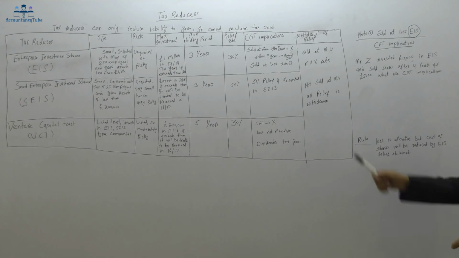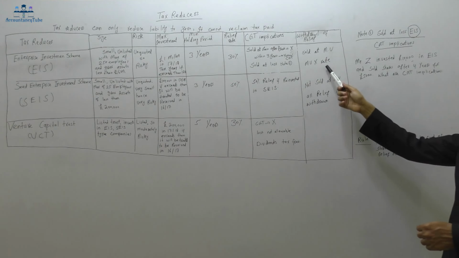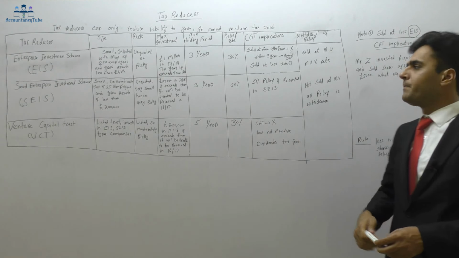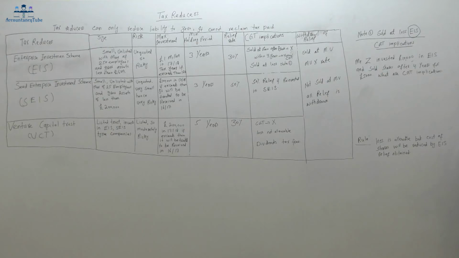How will it withdraw? It depends. If you have sold it at market value, then we will take the market value multiplied by the rate. What is the rate in this case? In this case, it will be a 50% rate. All right, so market value multiplied by the rate.